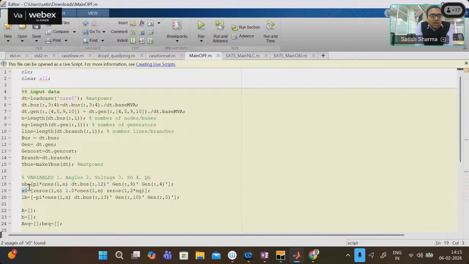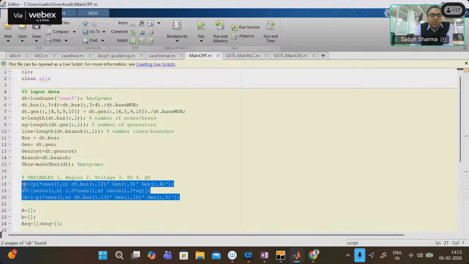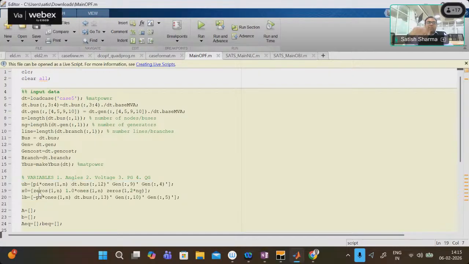So once I have used these variables, I have defined some upper and lower bounds on all of these variables. So you can see this is the upper and lower bound and some initial x naught as well. We would try to keep this entire program as generic as possible. If an n bus system is there, the angles will be n, then voltages will also be n, and then pg and qg will be ng.